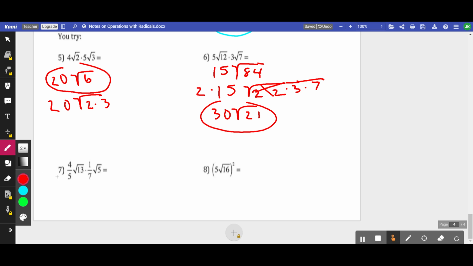And then for your next one here, you multiply the 4/5 times 1/7, and then you can multiply the numbers inside the radical symbol. So 4 times 1, so that'd be 4, and then 5 times 7. So see, 4 over 35 then is the fraction. And then 13 times 5, so that'd be 65 then.